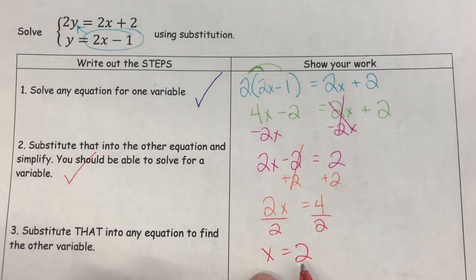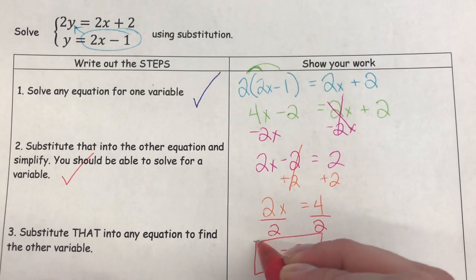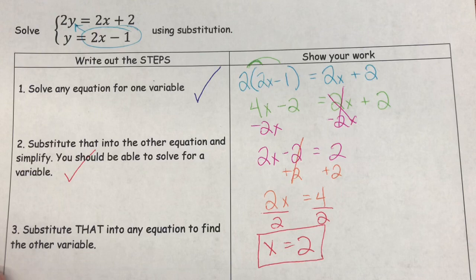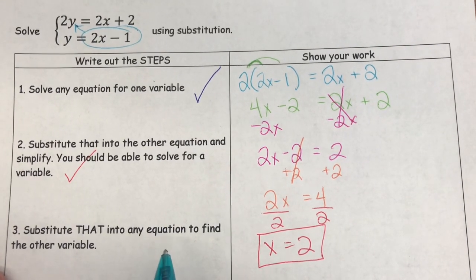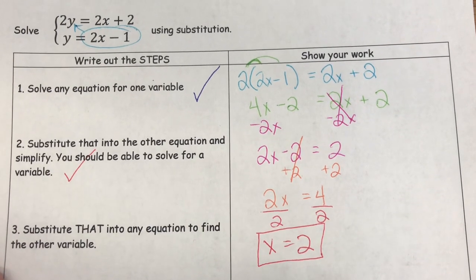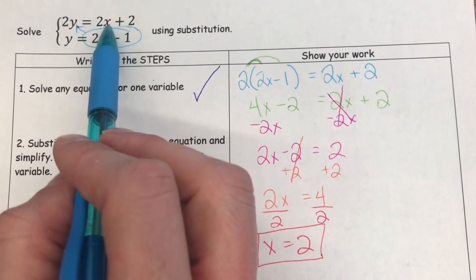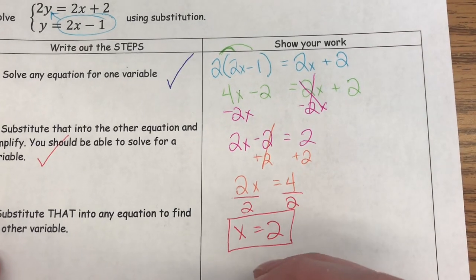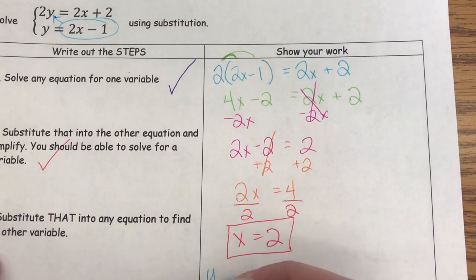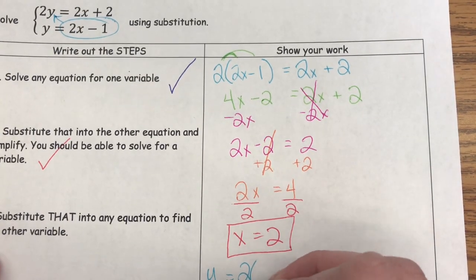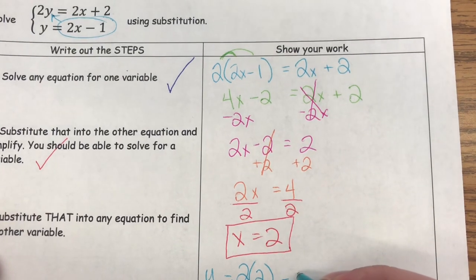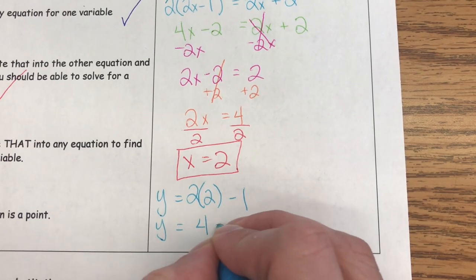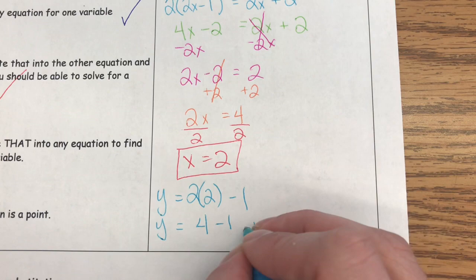So now that I have x equals 2, I should be able to take this and find my y. I'm only halfway done. Step 3 says substitute that into any equation to find the other variable. So I have one of 2 options. If my job is to find y, I could substitute it into the top equation, but if I substitute it into the bottom equation, it's already y equals, so why not make my life a little bit easier? I'm going to rewrite that bottom equation, and instead of x, I'm going to write out 2 because x is 2. So I have y equals 2 times 2 minus 1, y equals 4 minus 1, y equals 3.